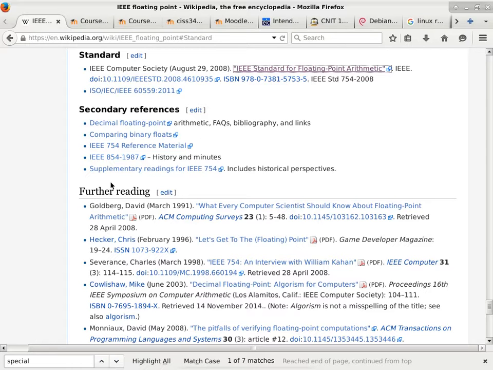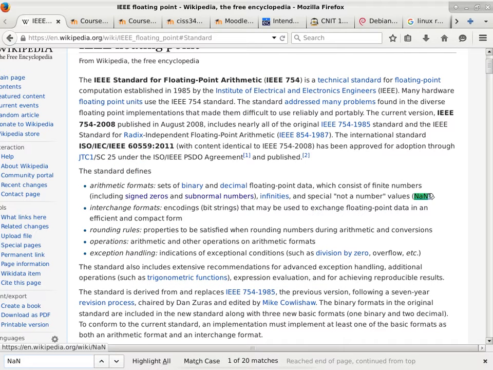So if 0 is at the low end and infinity is at the high end, what about not a number, like division by 0, and I'm guessing the square root of negative 1? I think the NaNs are special.